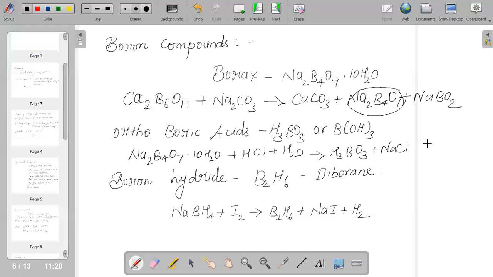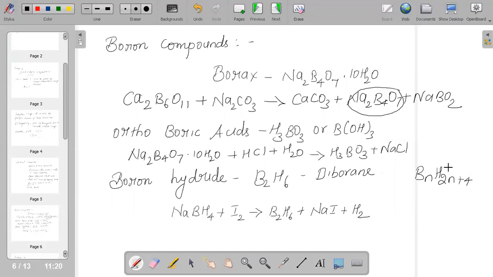And another boron compound which we can talk about is boron hydrides. The molecular formula, or the basic one, is B2H6, which is diborane. The general formula of boron hydrides can be written as BnH2n+4.